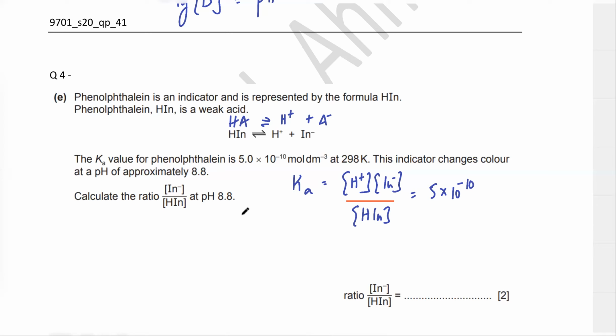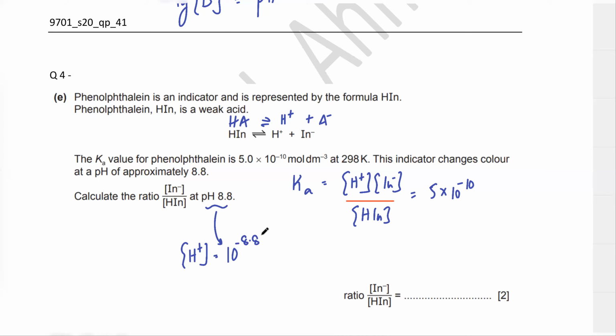So from pH, you can figure out H plus 1. How do you figure out H plus 1? Take the anti-log, which is 10 power minus 8.8. Right, so H plus 1 concentration is 10 to the power minus 8.8. Is this clear as well? Yes, sir. So that's 10 power minus 8.8.